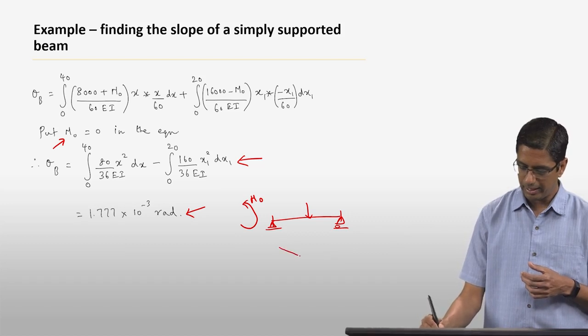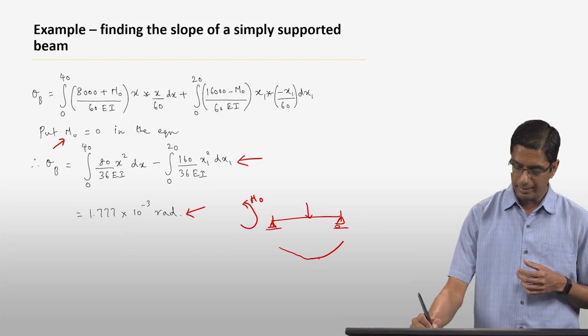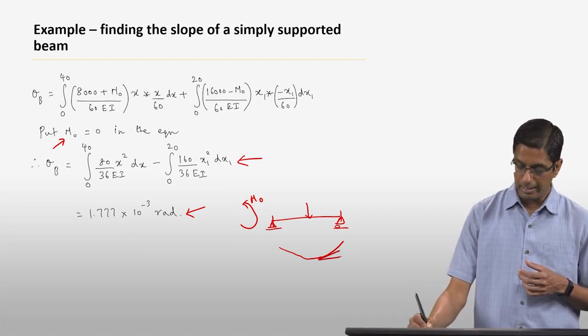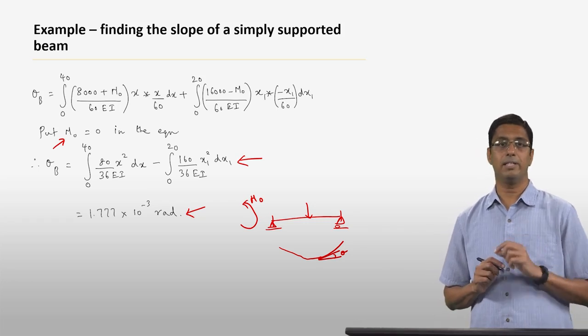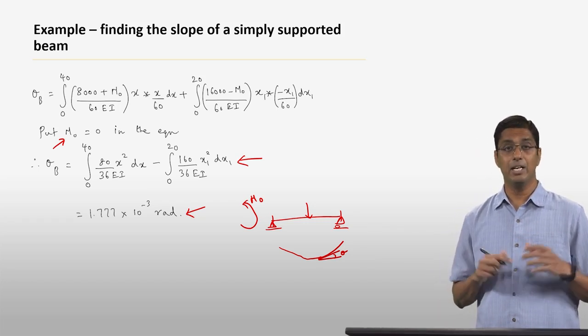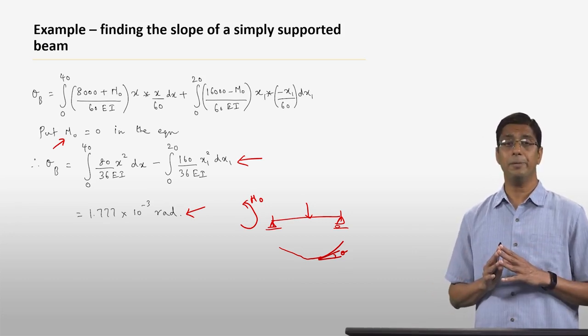It is going to be something like that. Okay? So at this point B, the slope is small, but it is positive. And that is what this particular value indicates. So this problem is a little bit different from a lot of the problems that you've seen so far.